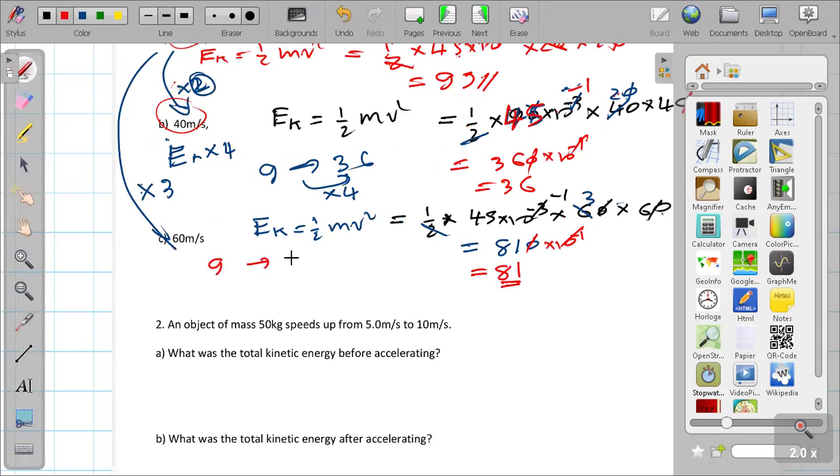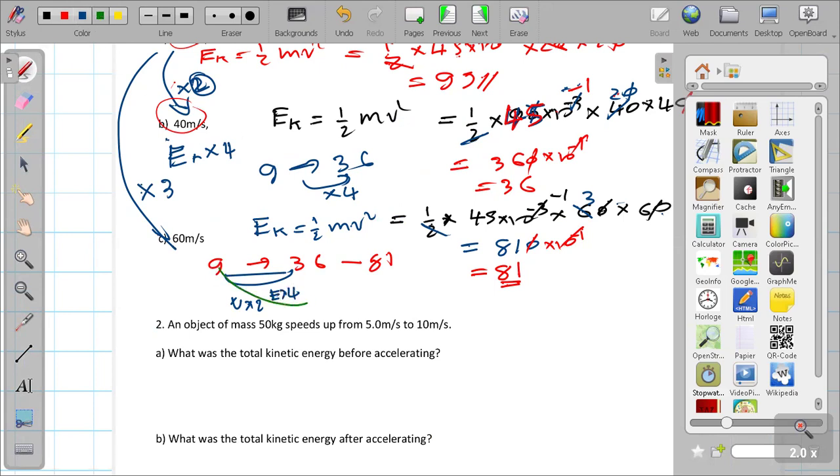9, 36, 81. When the velocity gets doubled, we get double. You can see now energy multiplied by 4.